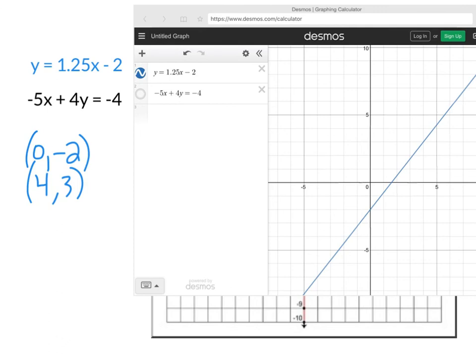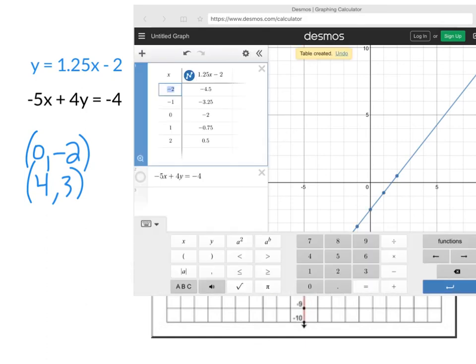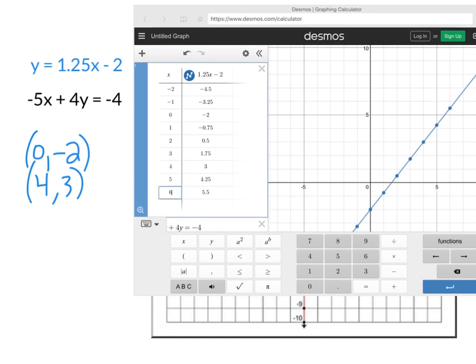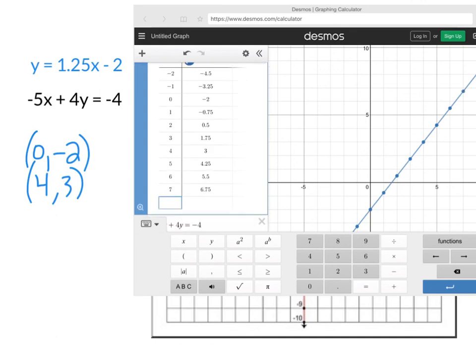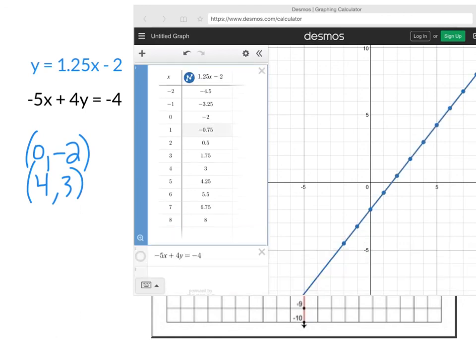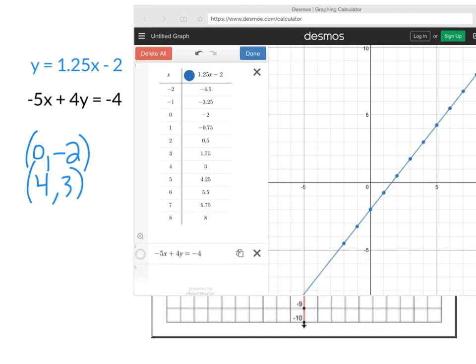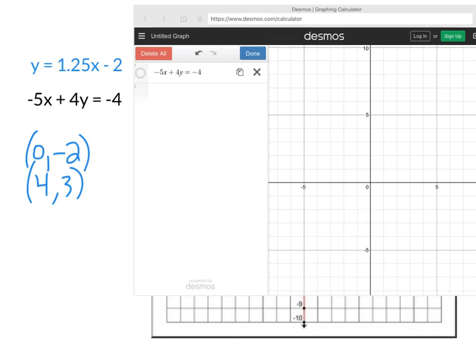Now another option you have is to hit the settings wheel up here, and you can pull a table up of values. And you can choose some points that are perfect whole numbers. So like 0, -2 is on there. There's not more, but I can continue to work the table. So there's 4, 3. I could keep typing in numbers until I found more that worked. See, at 8, I have 8. I could graph that. So you can use that function if you want, but you don't have to do that. It's just an option. Okay, so that gets me the first one.